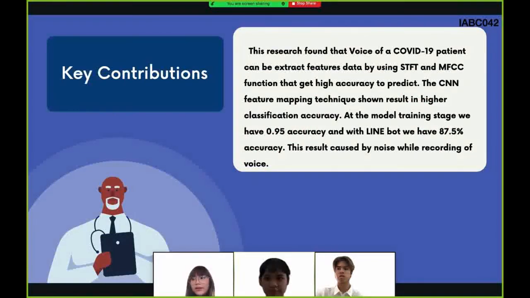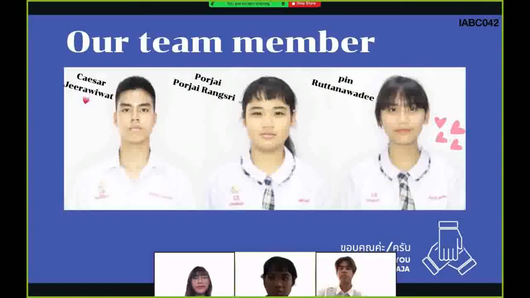This research found that the voice of a COVID-19 patient can have feature data extracted by using STFT and MFCC functions that give high accuracy to predict. The CNN feature mapping technique shows higher classification accuracy: in the model training stage we have 98% accuracy, and with the live bot we have 87.5% accuracy. This result was caused by noise while recording the voice. Thank you.